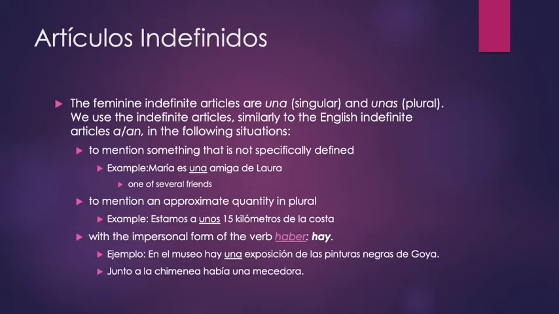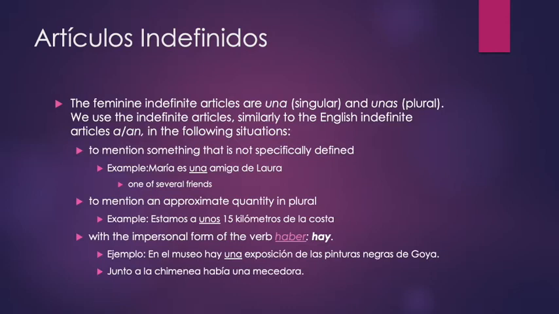Okay, so how do you use the artículos indefinidos? The feminine indefinite articles are una and unas. We use the indefinite articles similarly to the English indefinite articles as in the following situations. To mention something that is not specifically defined, as we already talked about. So, for example, María es una amiga de Laura, one of several friends. To mention an approximate quantity in plural. So, for example, estamos a unos 15 kilómetros de la costa. That means like we are about 15 kilometers from the coast.